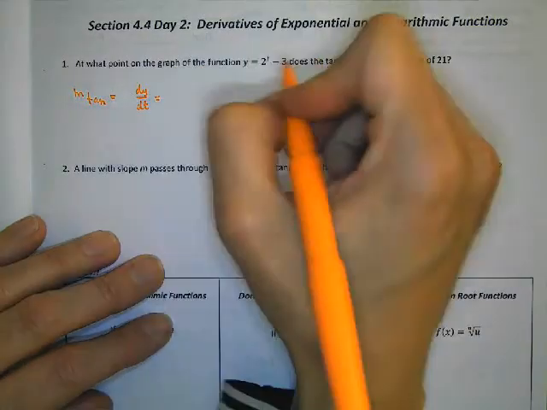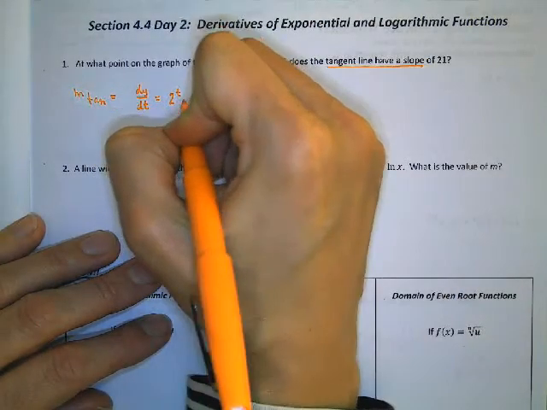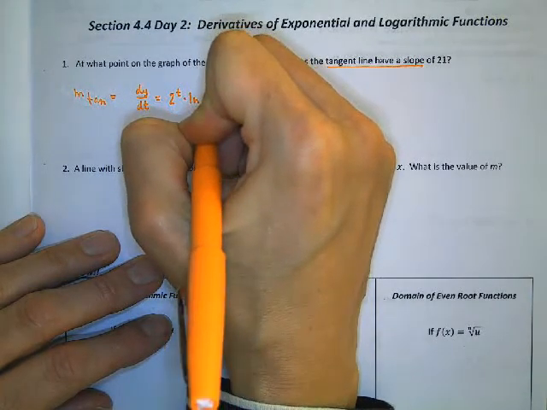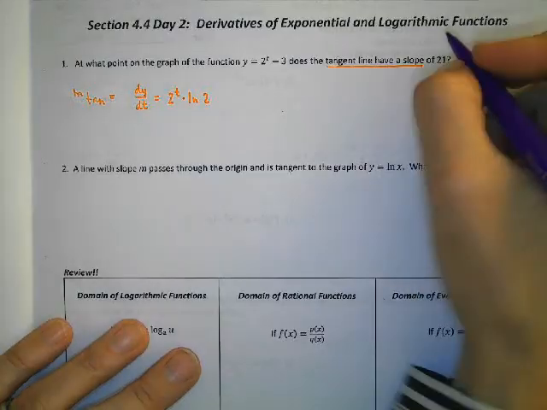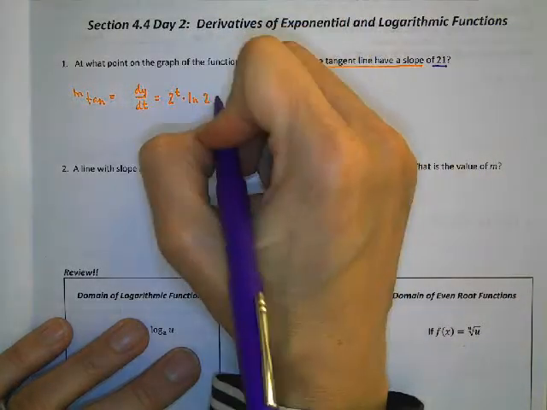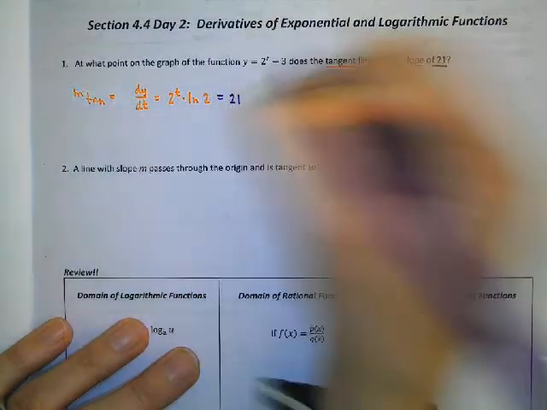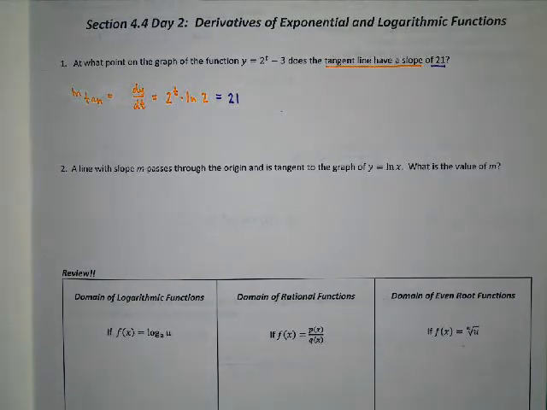So I have an exponential function, so I know the derivative of 2 to the t is going to be 2 to the t times the natural log of 2. And since I want to know where that has a slope of 21, really what I want to figure out is where is that equal to 21. And so now I have an equation that I can solve to find the value of t.